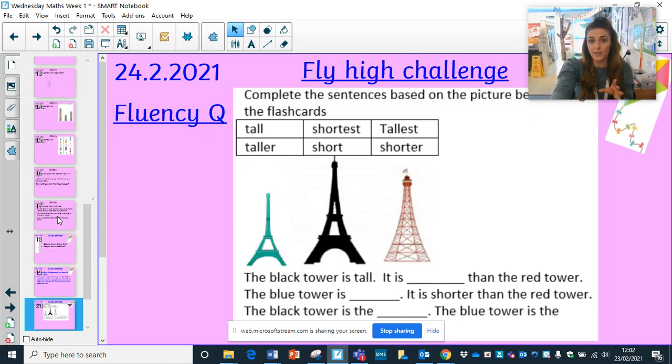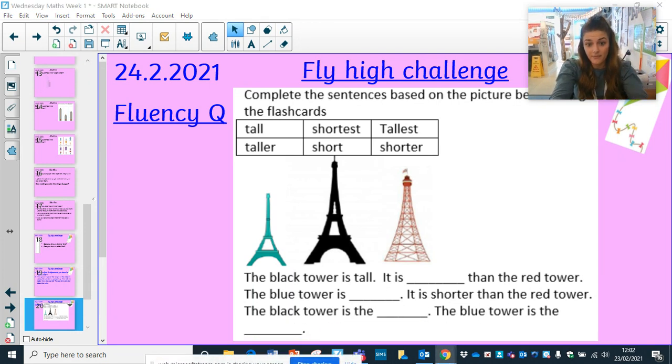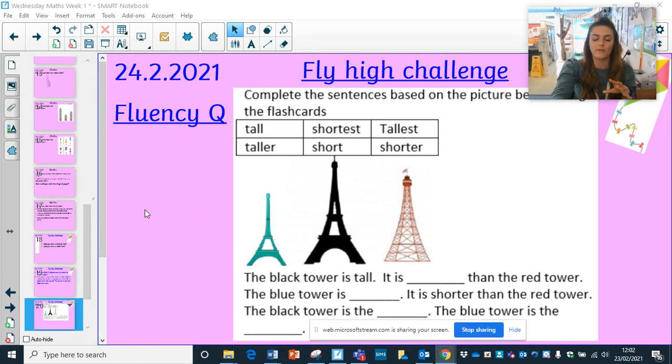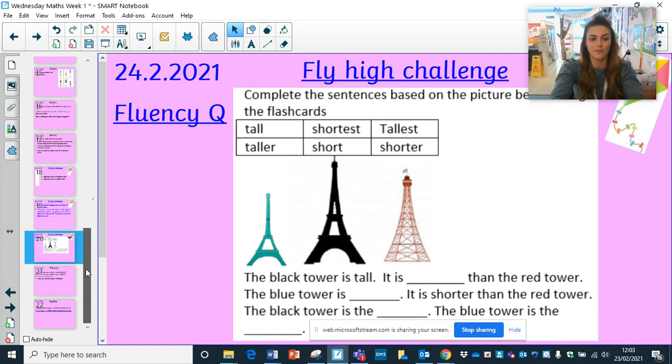Then there's a fly high challenge here. So it says complete the sentences based on the picture below using the flashcards. So using these words here in your word bank. Can you fill in the blanks? So the black tower is tall. It is something than the red tower. The blue tower is something. It is shorter than the red tower. The black tower is the blue tower is the blank. Okay, so that's there for you to have a try out. That's a fluency question for you to fill in the blanks for.